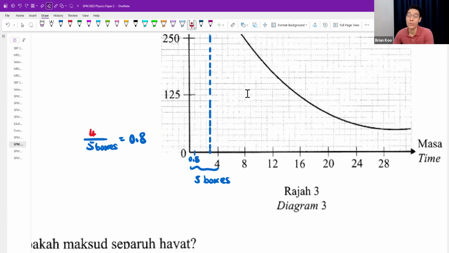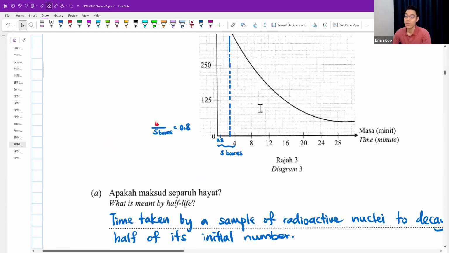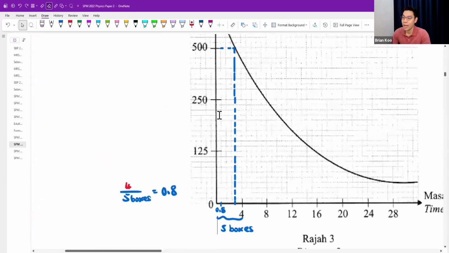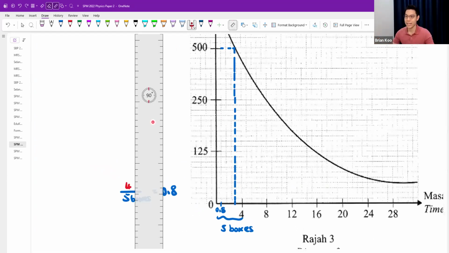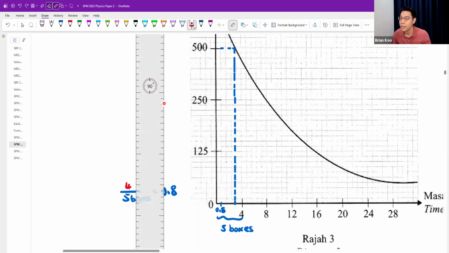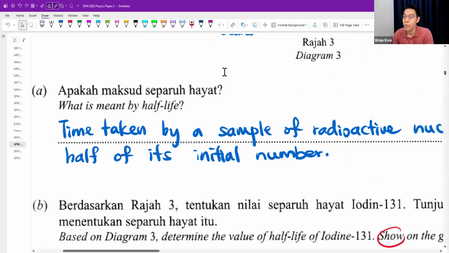That would be 3.2. Okay, so if you find a weird number, don't worry. You just take how many boxes and then you divide. Okay, I know guys, it looks like my line is a bit slanted, but that is because when I scan this, maybe it is slanted to one side, but it is coming from the 4th box here. Okay, it is 4 boxes. I will get 3.2.